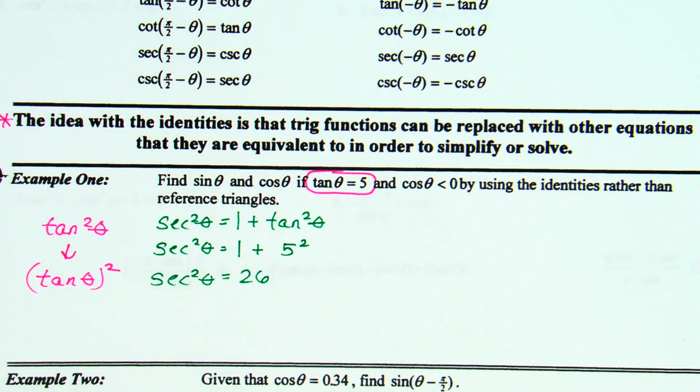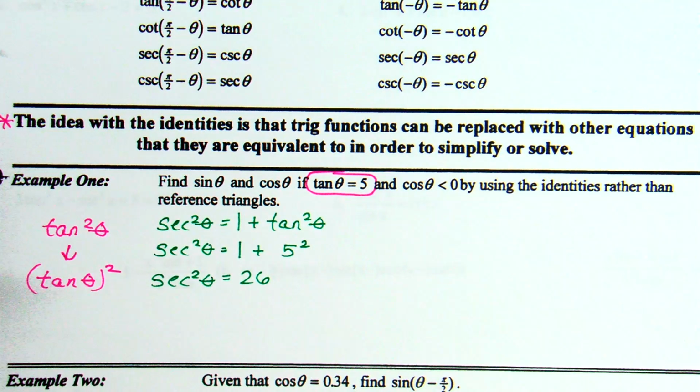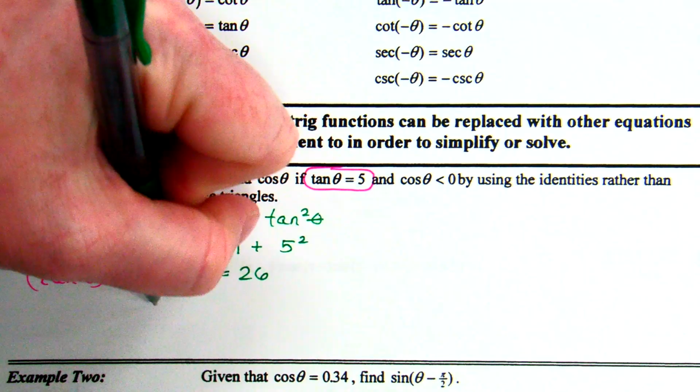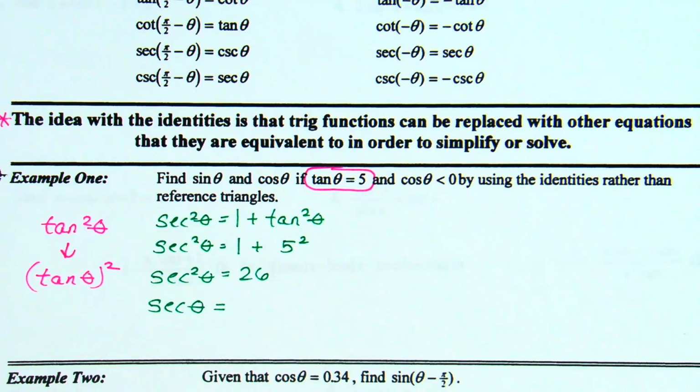So think about, what if it said x squared equals 26? What would you do if it said x squared equals 26? You would take the square root, right? So what do you do if it says secant squared equals 26? Take the square root. So if I take the square root of secant squared theta, it is secant theta. What's the square root of 26? Okay, that's the answer I want, the square root of 26.